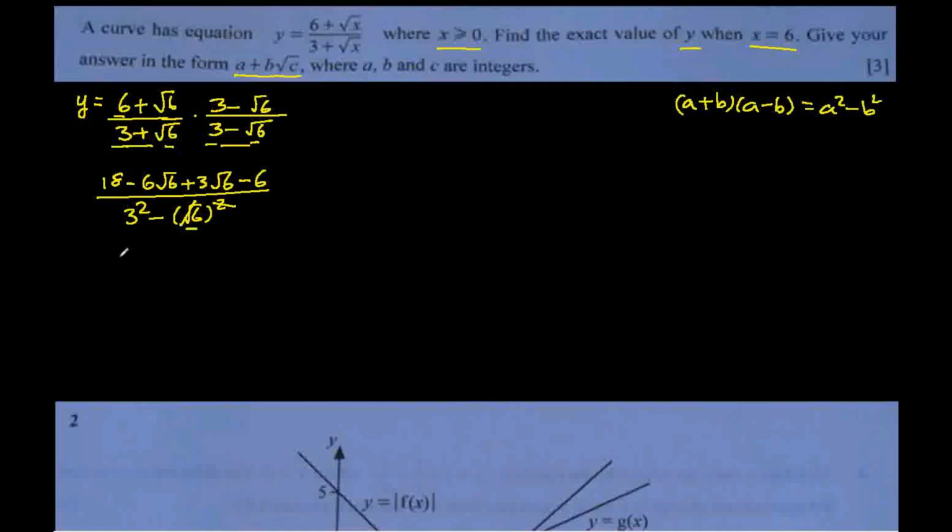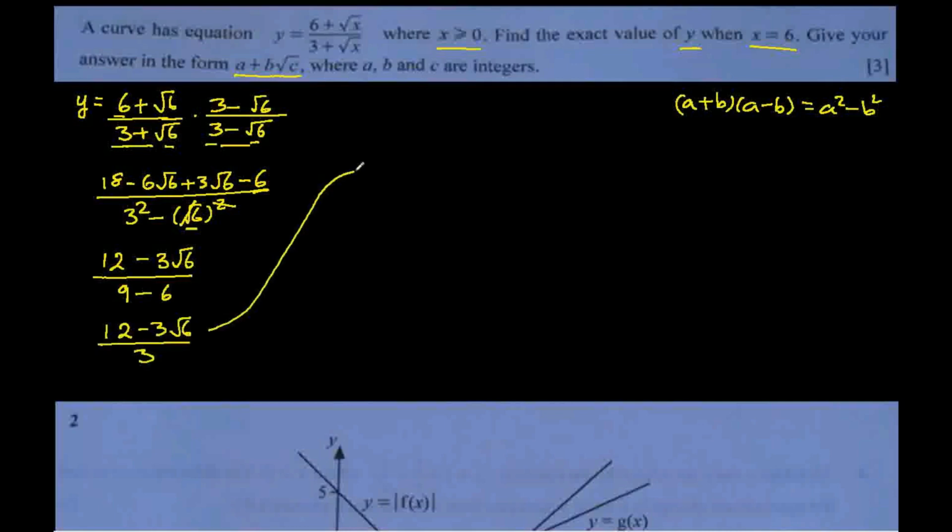And now we'll simplify this. 18 minus 6, they are complete numbers, integers, 12. Then we have minus 6 square root 6 plus 3 square root 6 will be minus 3 square root 6. That's the simplification of the numerator. 3 square is 9, the denominator minus what we got is 6. So it will be 12 minus 3 square root 6 over 9 minus 6, which is 3.